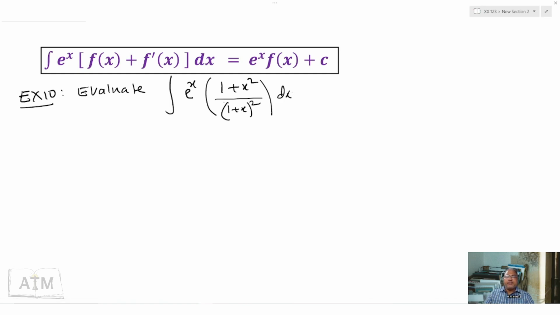This is the last example. Evaluate the integration of e raised to x, into (1 plus x square) upon (1 plus x) whole square, with respect to x. Solution.